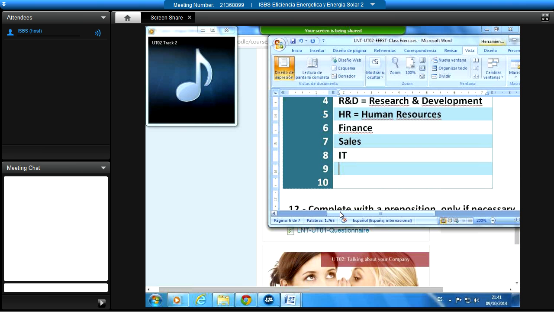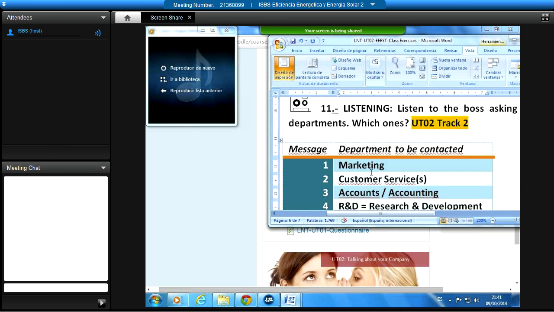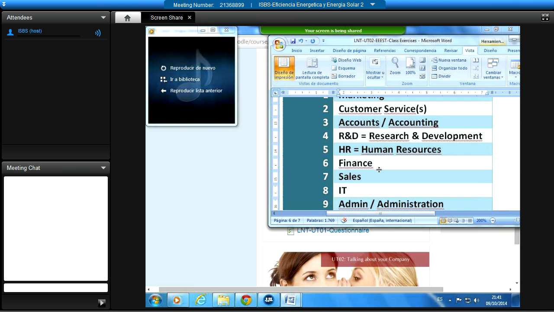IT, information technology. Luis and Mario, this is Mr. White. Please go and speak to admin. Admin, or you can also say administration. And finally, Luis and Mario, this is Mr. White. Please go and speak to logistics. Logistics, okay? So these are some of the main departments in a company, okay?